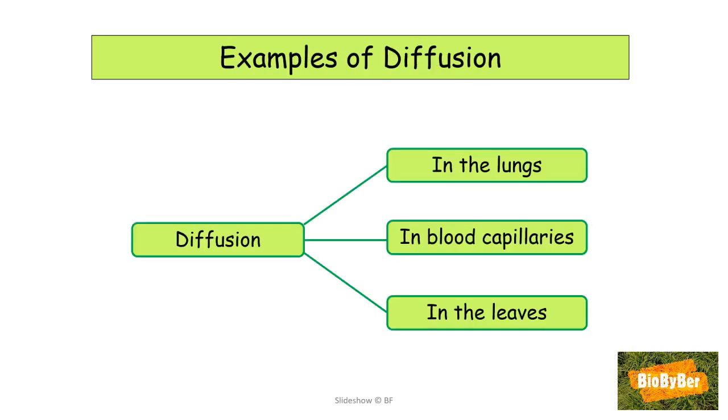Get the idea? What are the examples of diffusion? Well, we are going to focus on three examples: diffusion in the lungs, diffusion in the blood capillaries, and diffusion in the leaves.